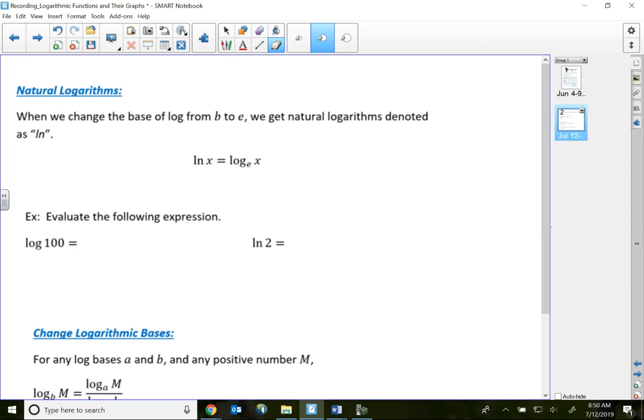So, natural logarithm. If we ever change the base, maybe to a 2, a 3, maybe a half. If I change the base of a log from base b to the base e, then we get what is called the natural logarithm, which is denoted as ln. So when you see natural log of x, that is simply saying it's a log with a base e of x. Whenever I'm using a base e for my logarithm, that is called the natural log.